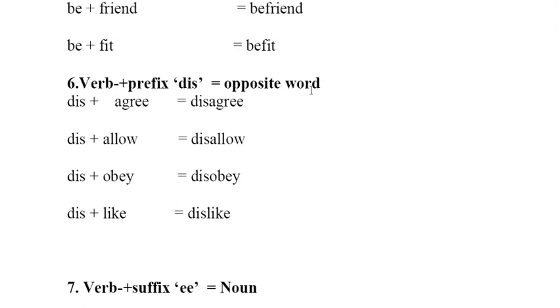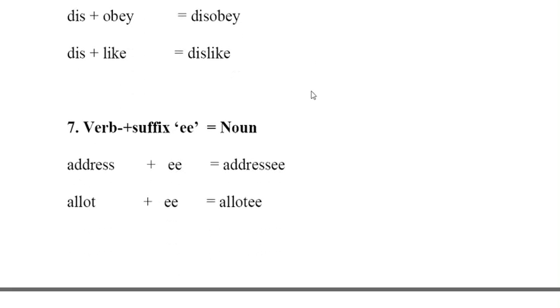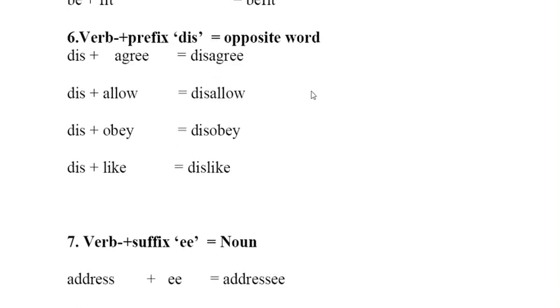Rule 6 says with a verb, if prefix dis is added, it becomes the opposite of it. It's like agree, disagree. Allow, disallow. Obey, disobey. Like, dislike. So this is rule 6: if we add the prefix dis with a verb, it becomes the opposite of the word.